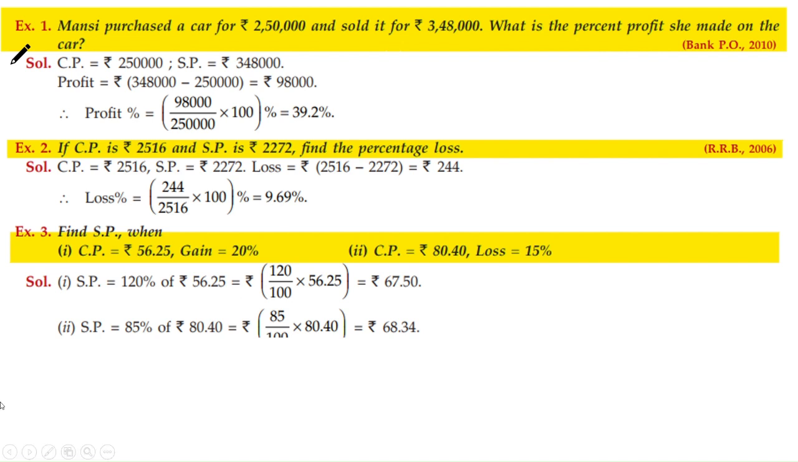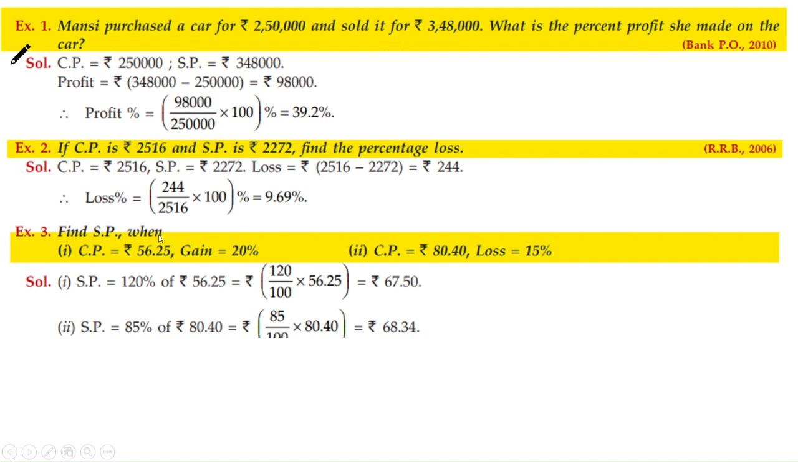If CP is rupees 2,516 and SP is rupees 2,272, find the percentage loss. Loss percent equal to loss by cost price into 100% equal to 9.69%.